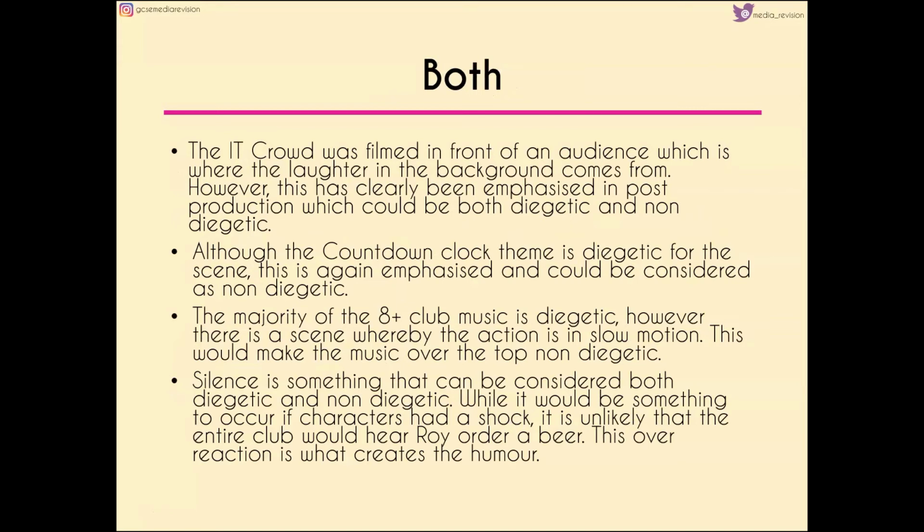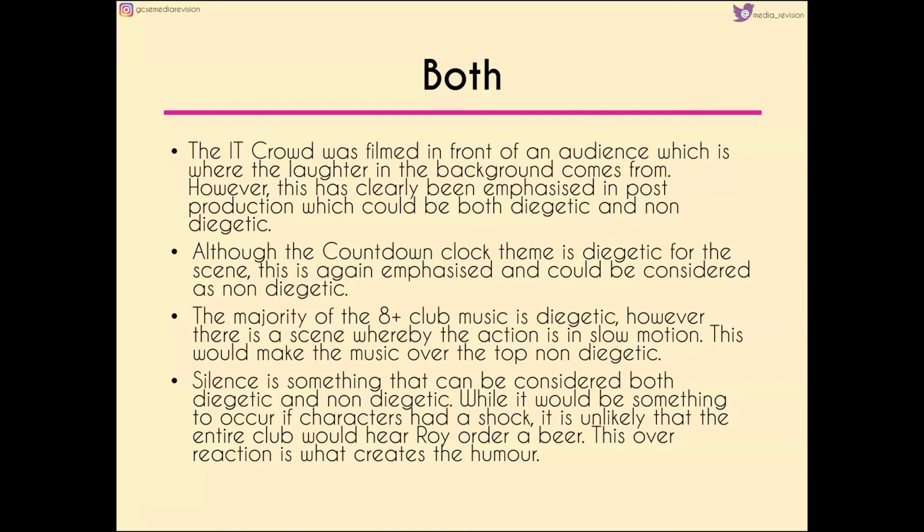So the IT Crowd was filmed in front of an audience, which I didn't realise. Initially, I believed that this was a laugh track, but having watched various videos on YouTube and done a little bit more research into the show myself, they did film in front of an audience. Having said that, the laughter that we hear is not just audience laughter, but it's something that's been edited in post-production. It's emphasised and is cut so that you get a particular part of that laughter after each of the jokes.